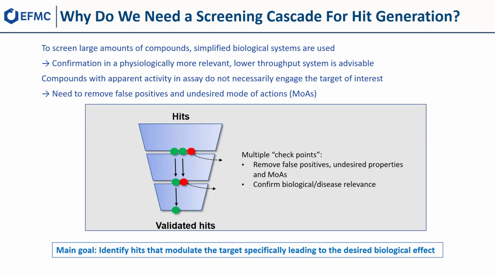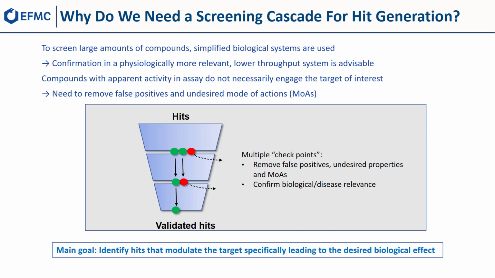The other important point here is that compounds with apparent activity in an assay do not necessarily engage the target of interest. So they may be active, but they may show activity through another mechanism than actually engaging the target you're interested in. And these could be of two kinds. One is false positives that have an apparent activity in the assay, but that's an artifact. Or they could be compounds with undesired mode of actions. And of course, we want to remove those.